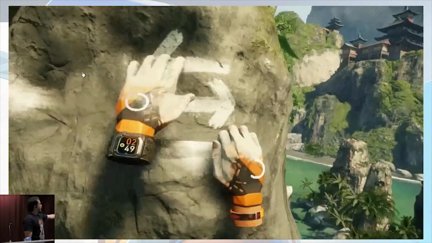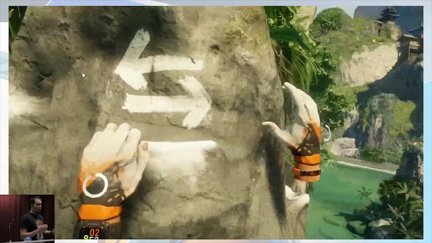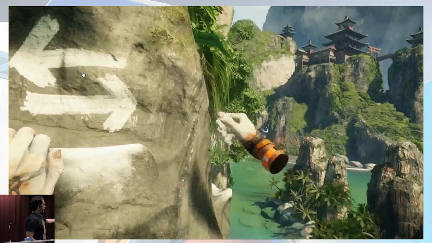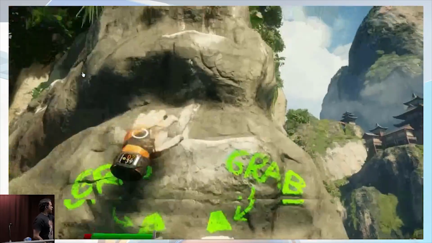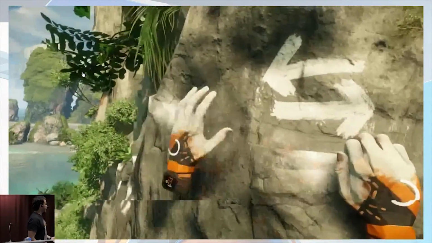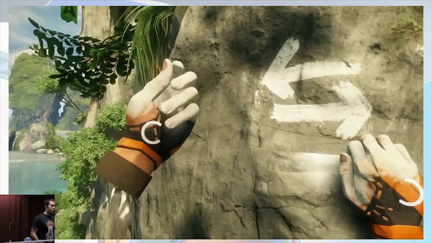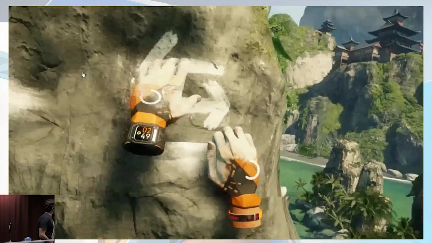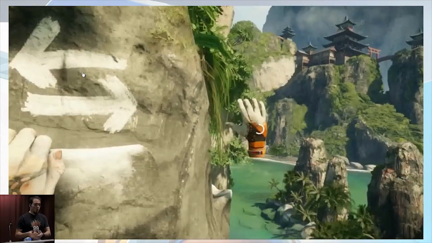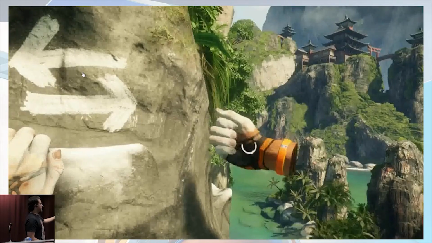What this separation allowed us is independent actions on the left and right hands. What you're seeing here is that the right hand would be climbing, and on the left hand, if you wanted to do something like chalking, which is one of the gameplay mechanics we have, that was super simple. The blend weights would go down on the left hand, and then the chalking animation would play nicely, and then you'd go back into IK control.